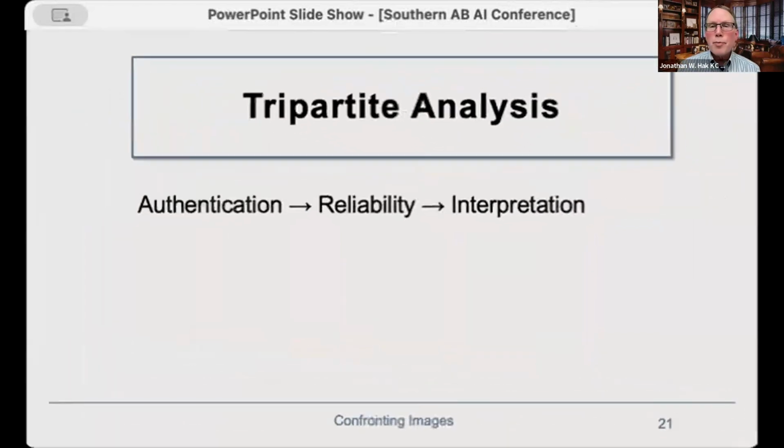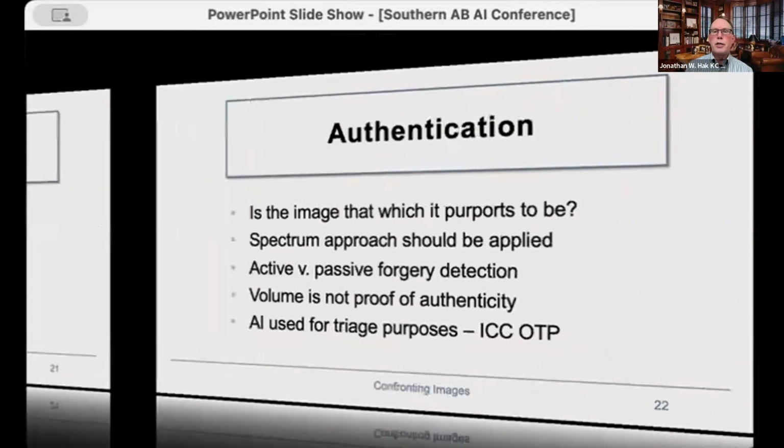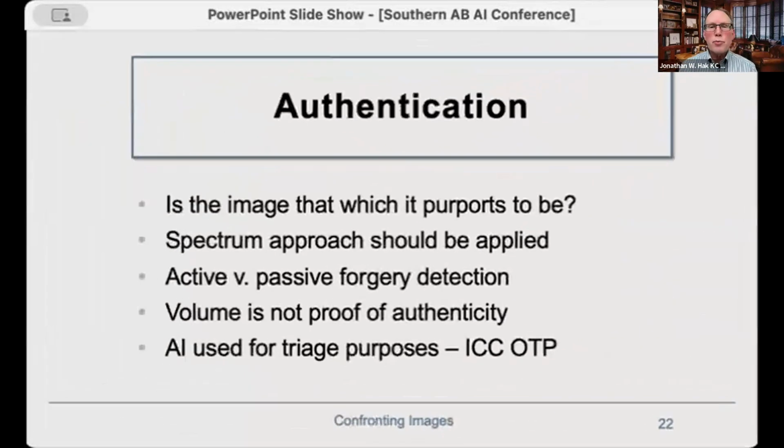So we go through a tripart analysis: authentication, reliability, and interpretation. Authentication is the process of determining whether an image is that which it is purported to be. Is this an image of a particular person standing at the marina? Well, no, at least one of them is wrong. Is this an image that shows soldiers in a tank in a refugee camp? Yes, it shows that, but it's not authentic. It is not what it purports to be.